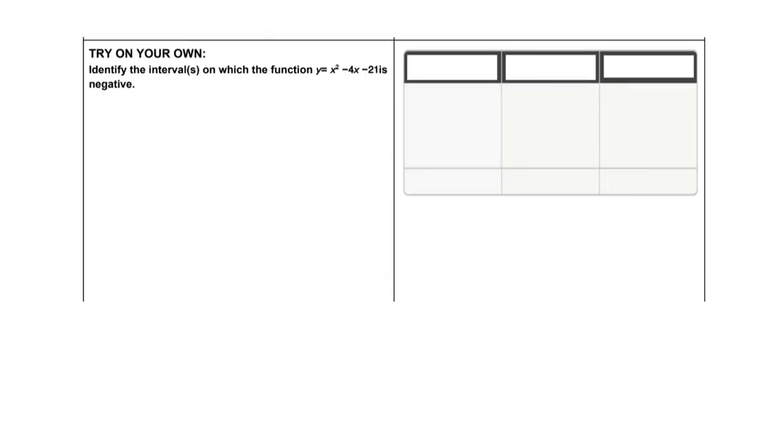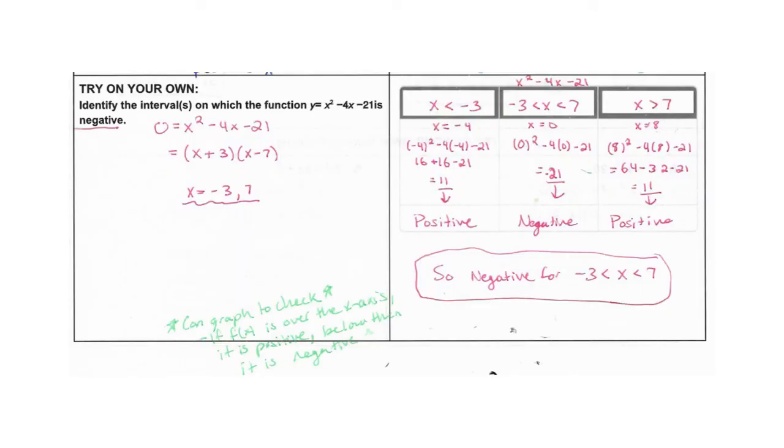So I want you to try this one on your own, and then we'll go through the solution. If you factor this, you get x plus 3 and x minus 7. So our solution is x equals -3 and 7. So we need to look at less than -3, between -3 and 7, and greater than 7. I actually tested all 3 points, but really you only need to test one because we know it's going to alternate. This one asks when it's negative, so it's negative here.